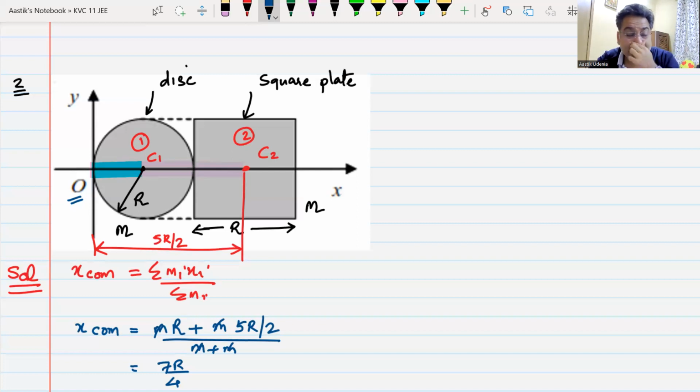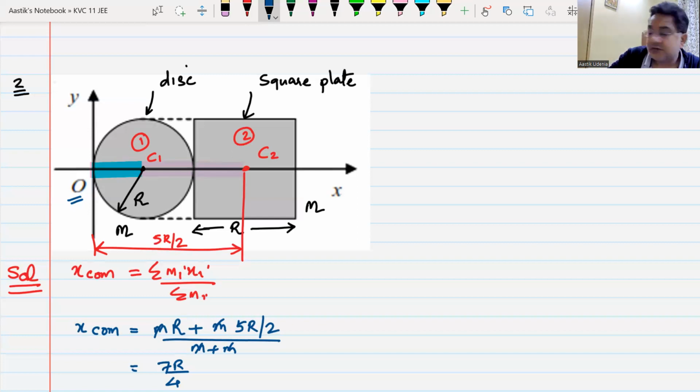Please try and understand things. Things are simple if you try to make sense. If you do not make sense, is it so difficult to do this question? It's a simple question.